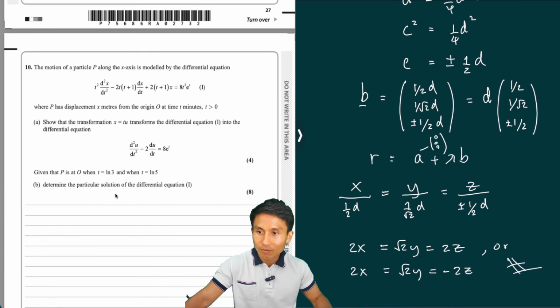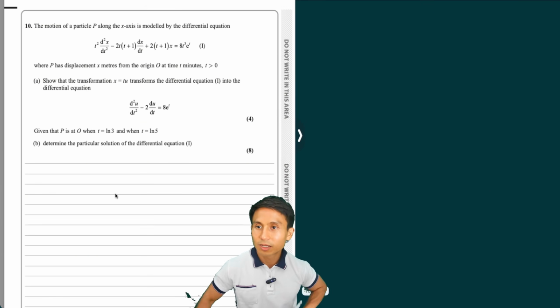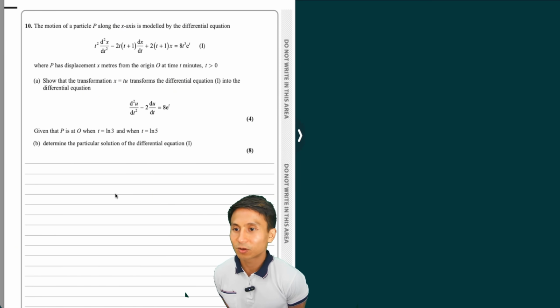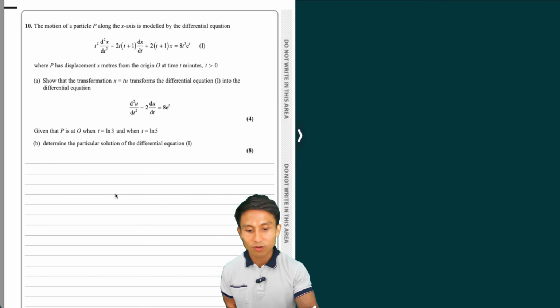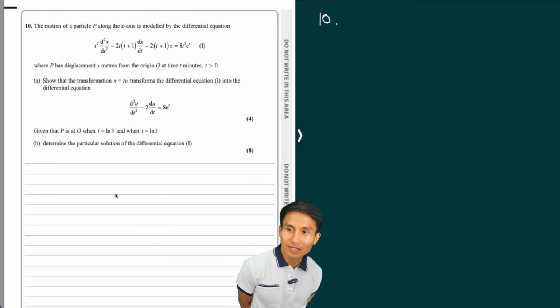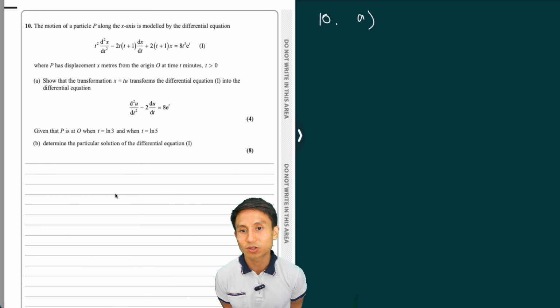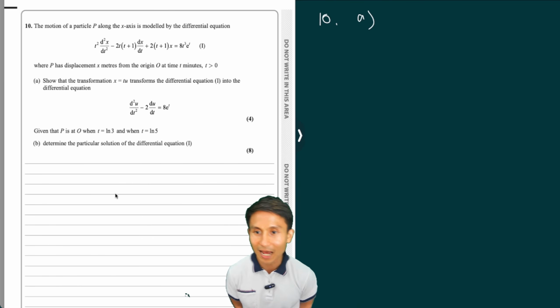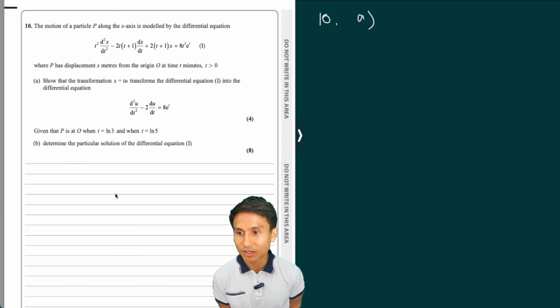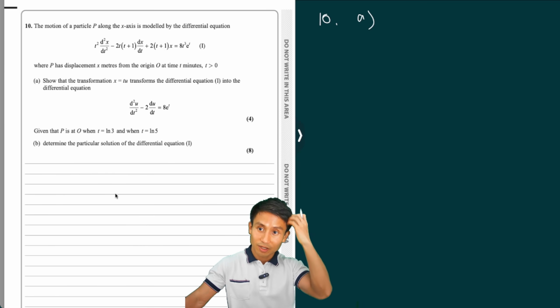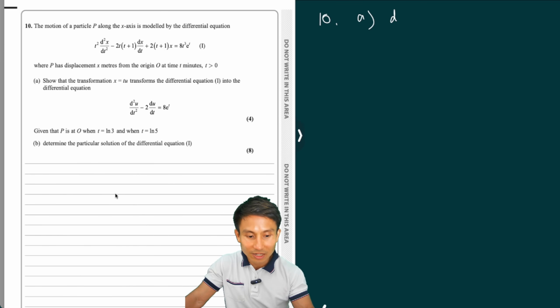Next question, number 10. Okay. The motion of a particle P along the x-axis is modeled by the differential equation that, where P has displacement x meters from the origin O at time t minutes, t greater than 0. A, show that the transformation x equals tu transforms the differential equation I into the differential equation that. Alright, so this is a second order differential equation still, and we need to solve it for the particular solution later on.